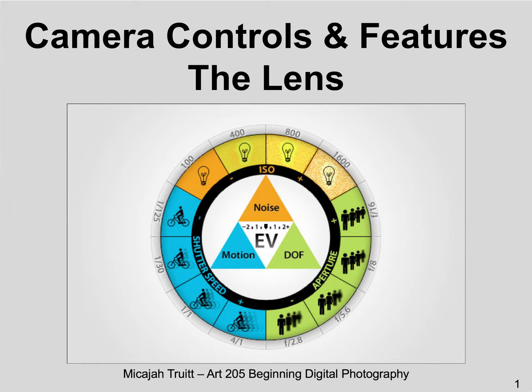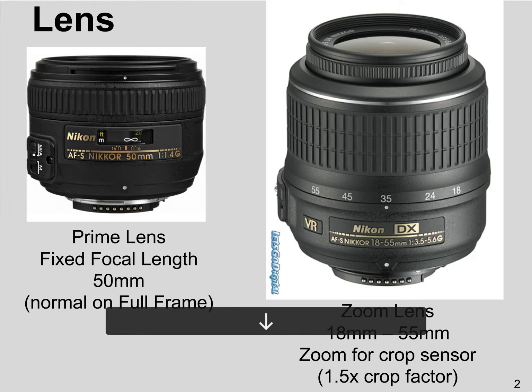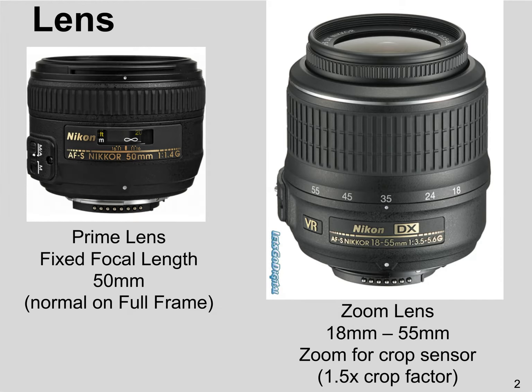So we're going to talk about the lens and what are some things that you might need to know about lenses, especially if you're going out and looking at different lenses. So let's look at an example here. On the left we have what's called a prime lens. That means a fixed focal length lens. This example is a 50 millimeter lens. It is a normal lens on a full frame sensor camera.